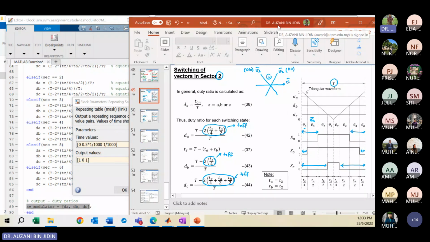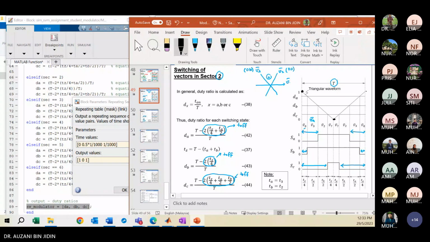Since you apply this repeating sequence block, you need to design for one complete cycle of the triangular. In this case, you have 3 points. Point number 1, point number 2, point number 3. At point number 1, where your time is 0, the output will be 1. So x is 0, y is 1. For point number 2, your time is half of T, right? And the output will be 0.